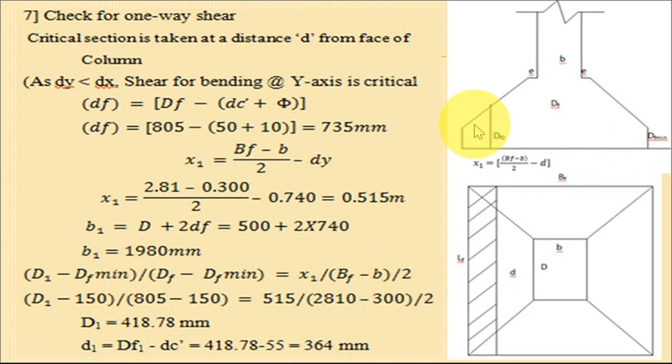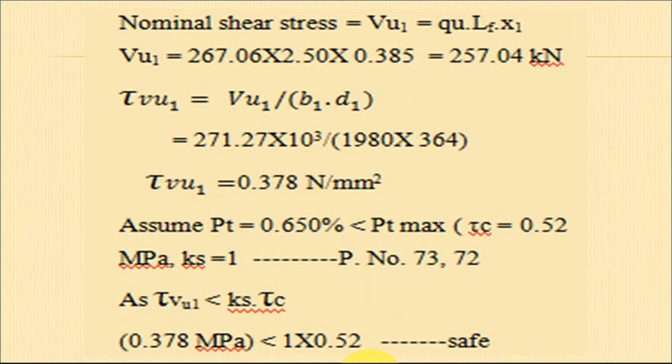Then using the similarity of triangles, we have considered this is the triangular section. This distance is known to you. This distance is 0 because 150 is there, because df minimum is 150. So (D1 minus df minimum) divided by (df minus df minimum) is equal to x1 divided by (BF minus b) divided by 2. We get the value of D1, and from D1 minus dc dash we get the small d1, that is the effective depth at the critical section.